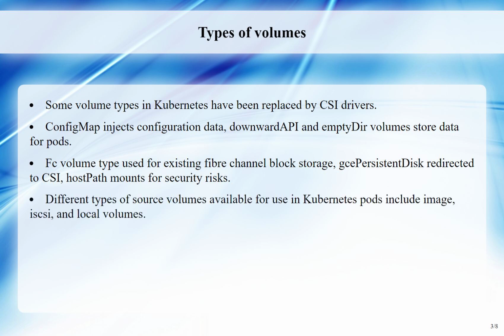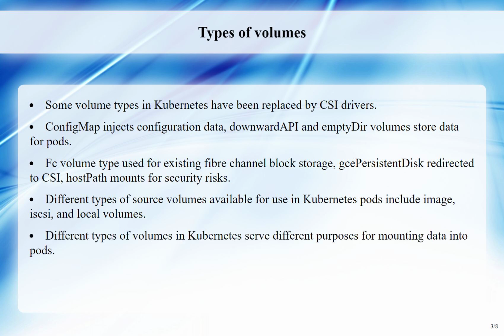The image volume source represents an OCI object, such as a container image or artifact, available on the Kubelet's host machine. The iSCSI volume allows iSCSI volumes to be mounted into a pod, and the local volume represents local storage. The NFS volume allows NFS shares to be mounted into a pod, and the persistentVolumeClaim volume is used to mount a persistent volume into a pod.